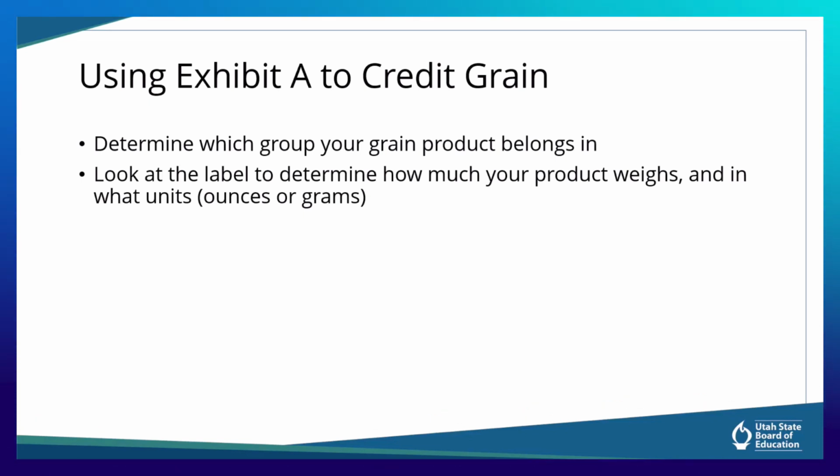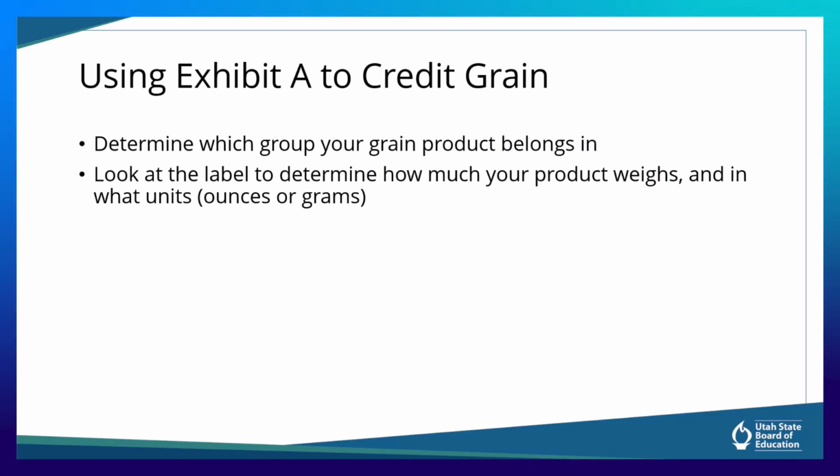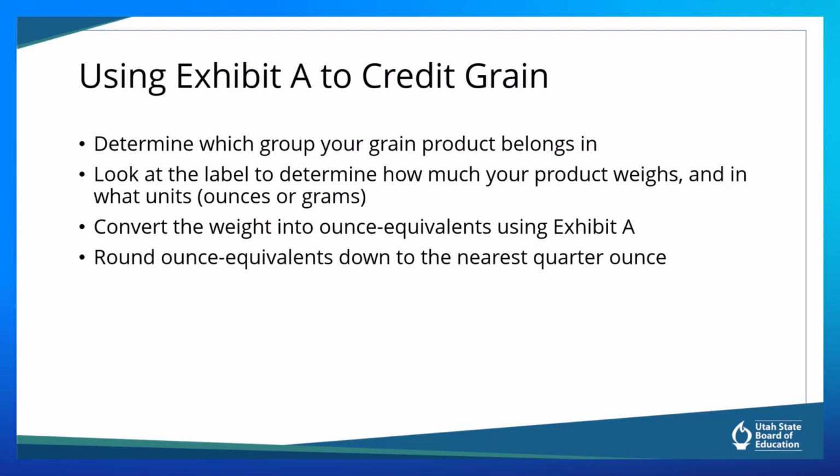Step 2 is to look at the product label to determine how much your product weighs and in what units, ounces or grams. For Step 3, you will convert the weight of the product into ounce equivalents using Exhibit A. Step 4 is to round ounce equivalents down to the nearest quarter ounce. Now let's look at a few examples.